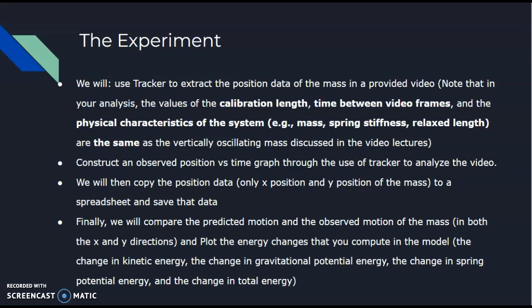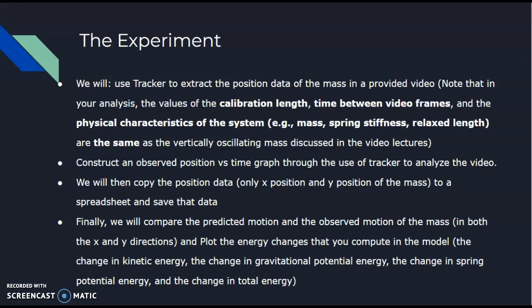So the experiment. We will use Tracker to extract the position data of the mass in a provided video. Note that in your analysis, the values of the calibration length, time between video frames, and the physical characteristics of the system, for example mass, spring stiffness, and relaxed length, are the same as the vertically oscillating mass discussed in the video lectures. We will then construct an observed position versus time graph through the use of Tracker to analyze the video. We will then copy the position data, only x and y position of the mass, to a spreadsheet and save that data.